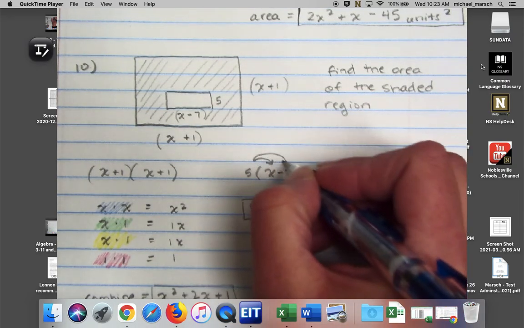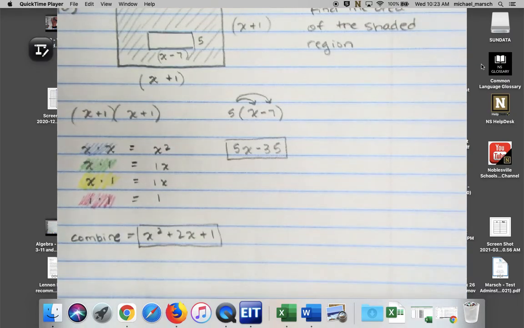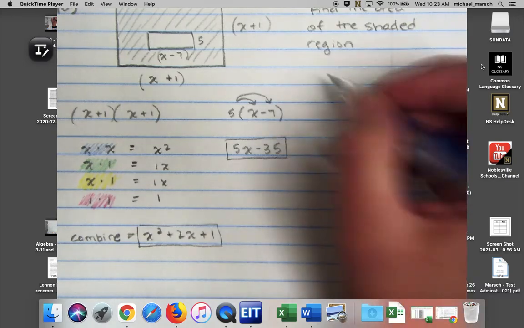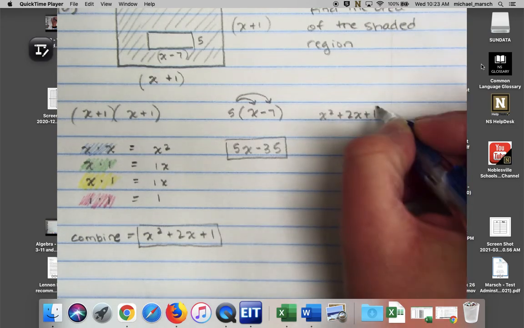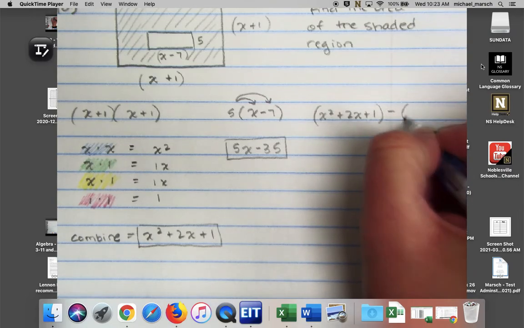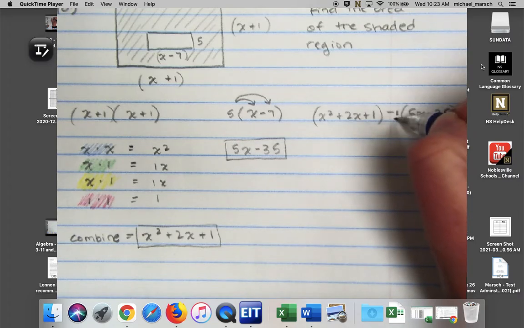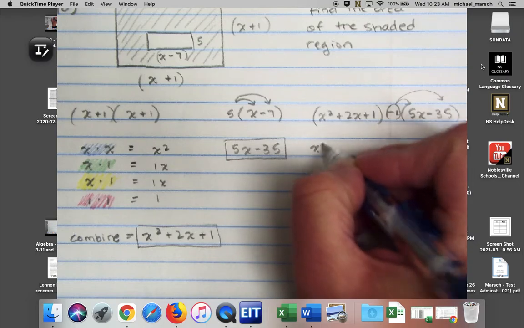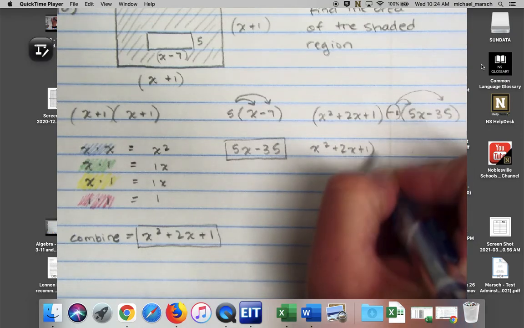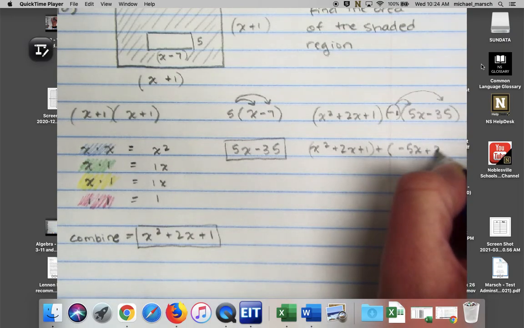So now we have our two areas. Let me draw my little arrows here. And now I just have to subtract them, right? So I'm going to take x squared plus 2x plus 1, and I'm going to subtract 5x minus 35. Remember, there's that secret 1 hiding here. So really what I have is x squared plus 2x plus 1 plus negative 5x plus 35.